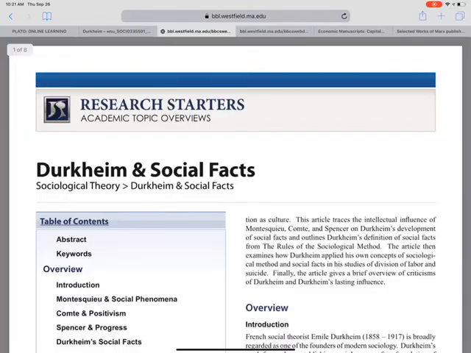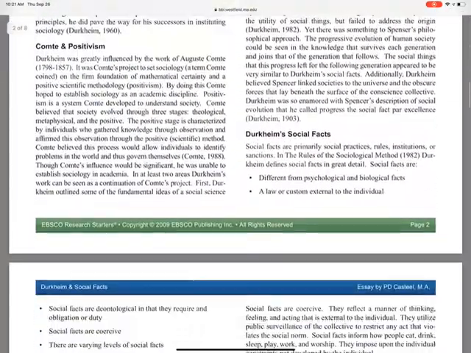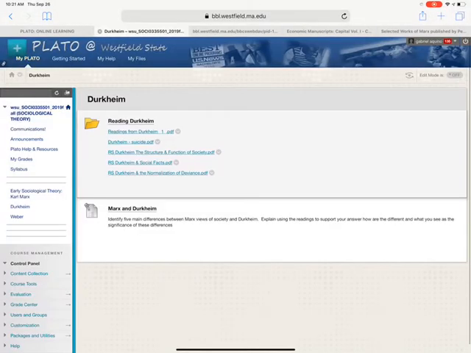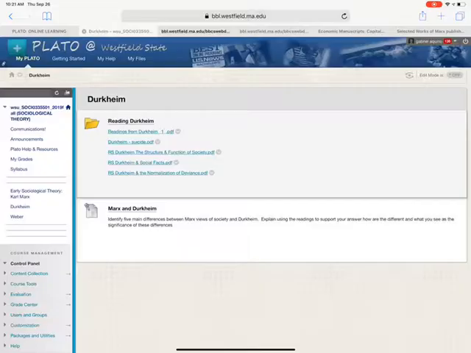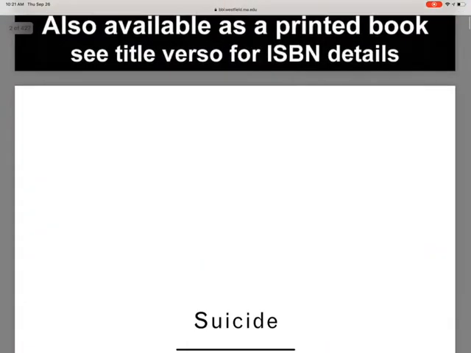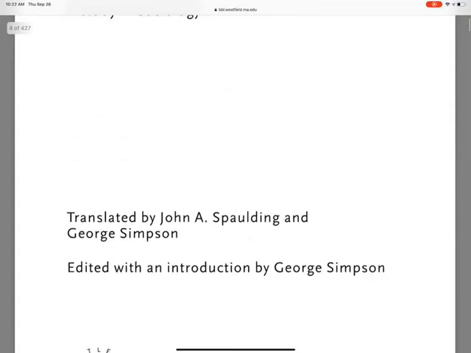Here you have Durkheim and social facts, right? These are good ways of understanding Durkheim without being overwhelmed by it. If Durkheim is something that you are really starting to understand and get into, then probably the reading in Suicide will give you a good understanding of how to think about the significance of Durkheim's approach.